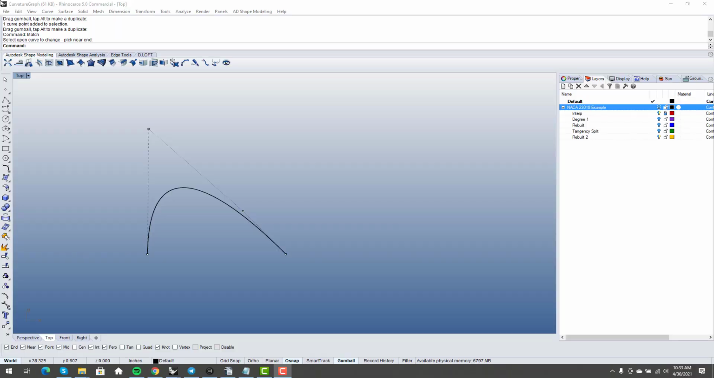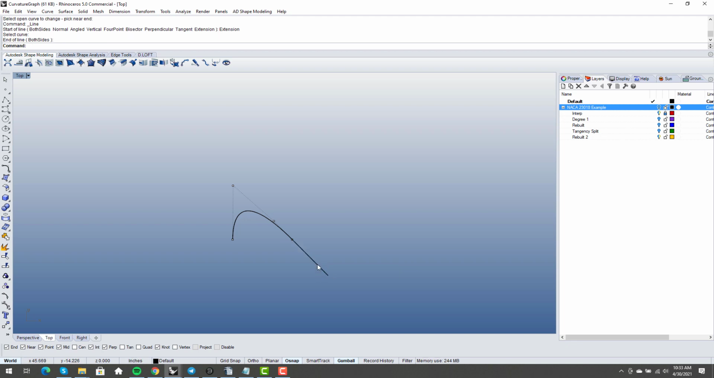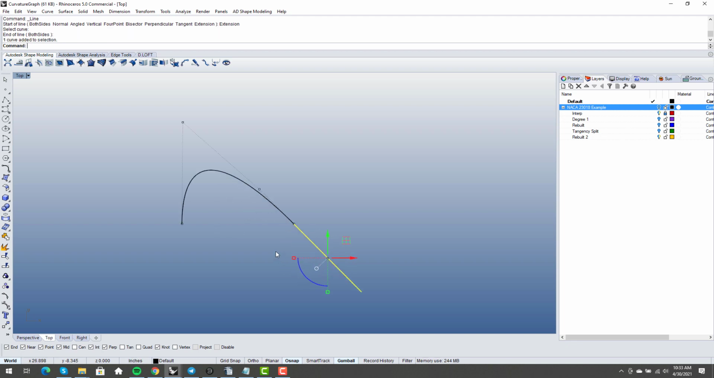So now let's talk about how we can use curvature graph to analyze the continuity between adjoining curves. So I'm going to take this curve that I created. I'm going to draw a line that's an extension off of here. So I'm making a straight line that is by definition tangent to the end of this line, right? So I've done that. And I'm going to change degree on this. Make it degree 2. I'm going to turn my points on.